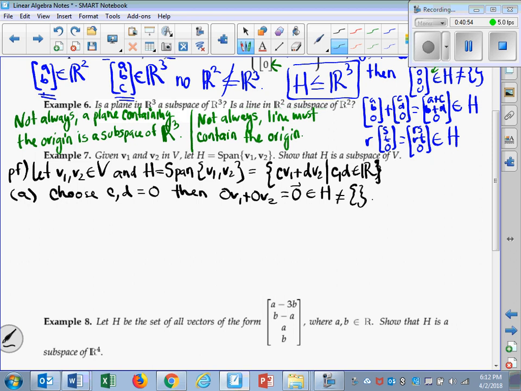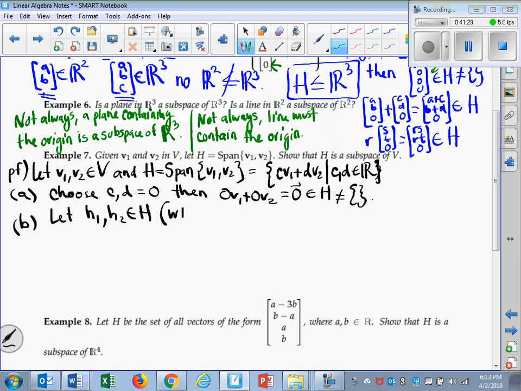So now let's do part B. Part B, what does it say? Part B says you have to take two vectors out of H and show that when you add them together, they stay in H. So we'll have to pick two new vectors. I'm going to call them h1 and h2 in H. Now remember, you have to choose them out of the subset, out of H. So we're choosing them out of there, and we want to add them together and show that they stay there.